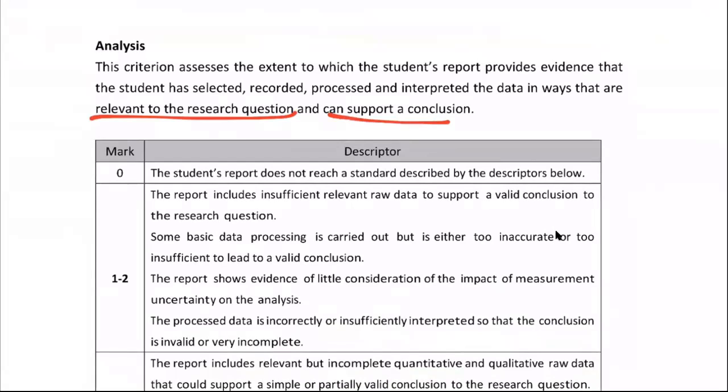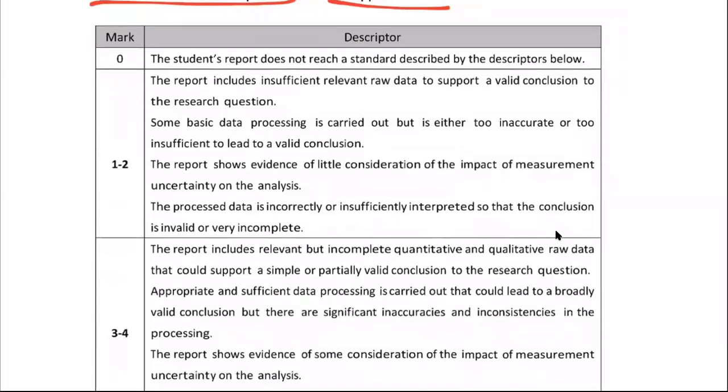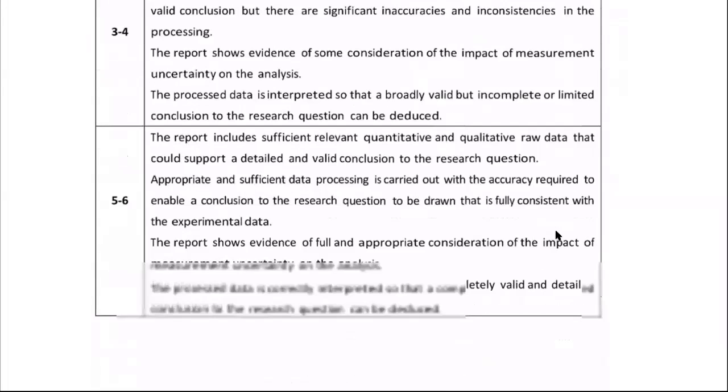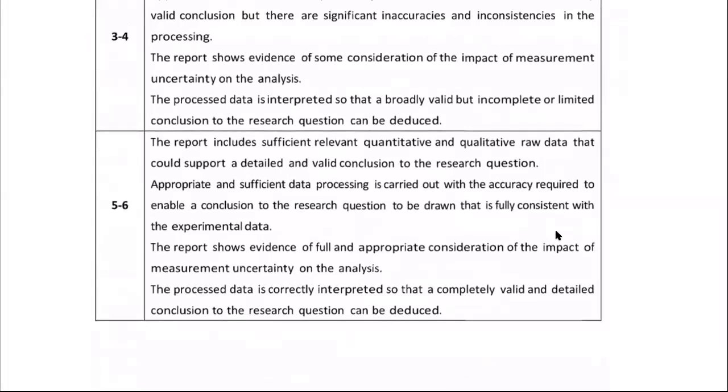So you collected enough data and you processed the data, you did calculations, you made a graph, you did all kinds of whatever, well enough that you can support a conclusion that addresses your research question, okay, and tries to answer it. So again, here are your descriptors. So same kind of thing.